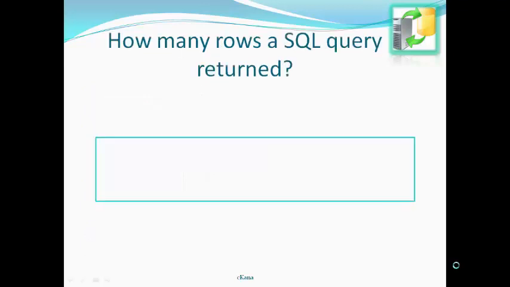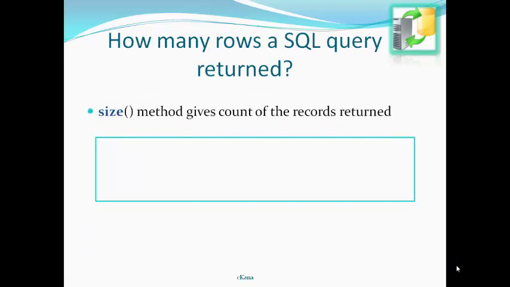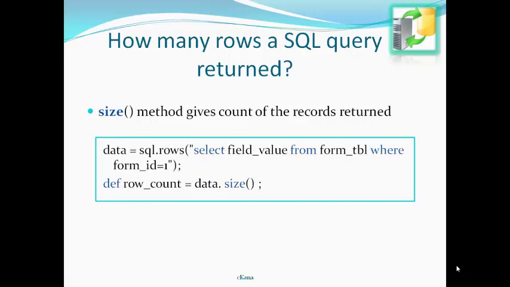Now, if you want to know how many rows a SQL query returns, what should be the method to do that? We have a size method, as mentioned in the previous slide, which gives the count of the records returned. Now, how do we use this? For example, we have a data variable which contains all the rows returned from a query. We simply use data.size. We use the size method to get the number of rows returned in that query. So this is pretty straightforward.